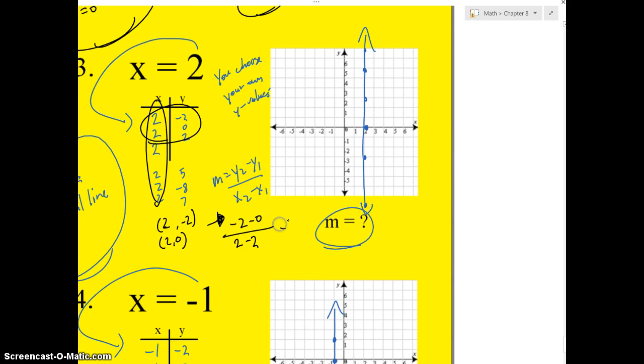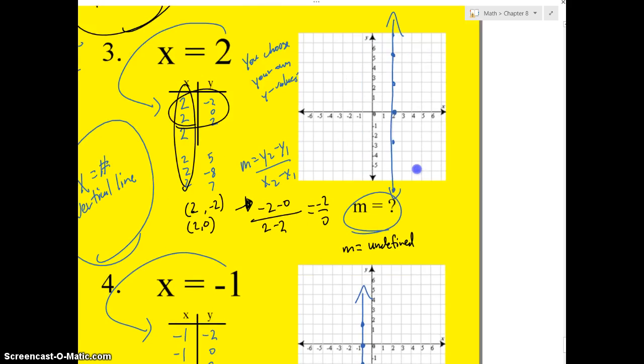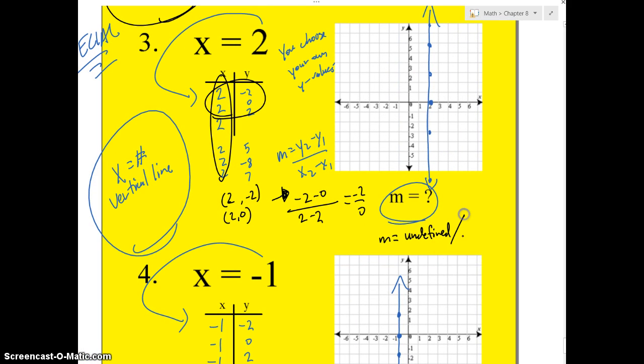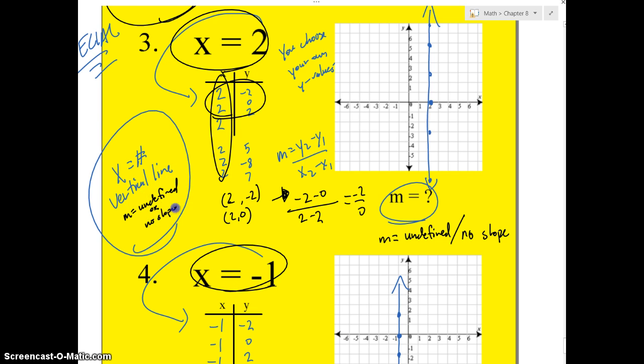So if I subtract those, I'm going to wind up with negative 2 divided by 0. And as you know, when the 0 is on the bottom, it's undefined. So negative 2 divided by 0 is undefined. So my slope for a vertical line is going to be undefined. Sometimes we also say that it has no slope. So x equals a number like x equals 2 or x equals negative 1 is going to be a vertical line, and our m, or our slope, is going to be undefined, or we could say no slope.